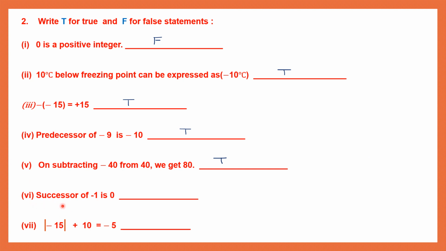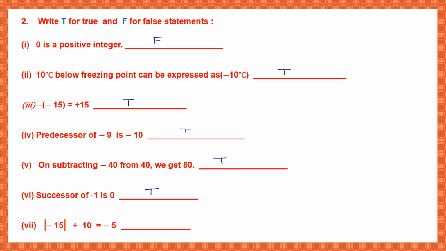Question 6. Successor of negative 1 is 0. So remember, successor is the number that comes after. So think of your number line. What is the number that comes after negative 1? It is 0, isn't it? So this statement is true.